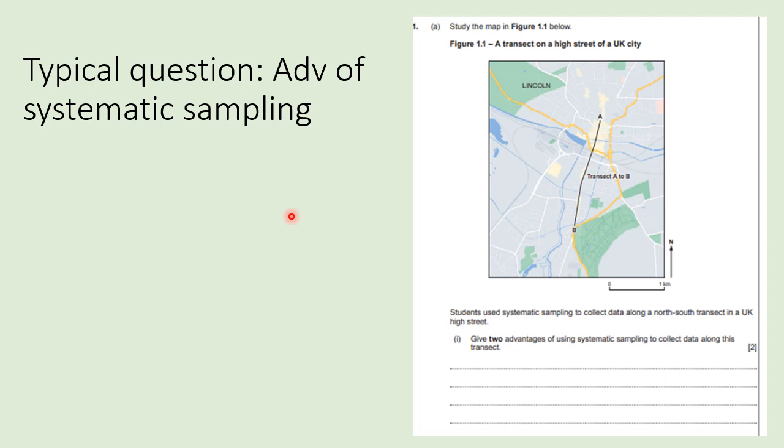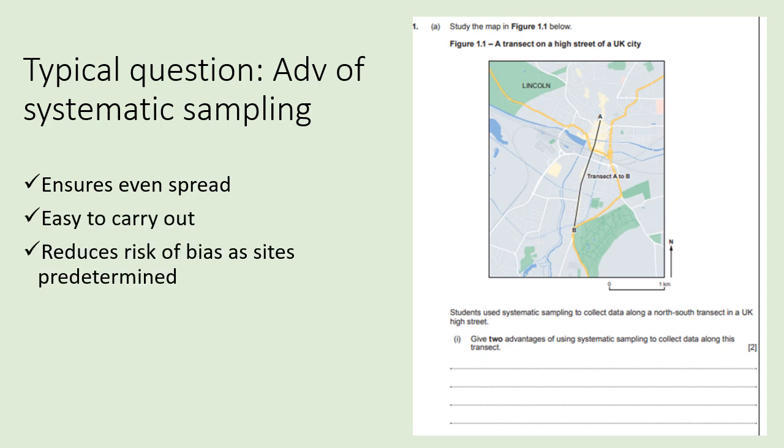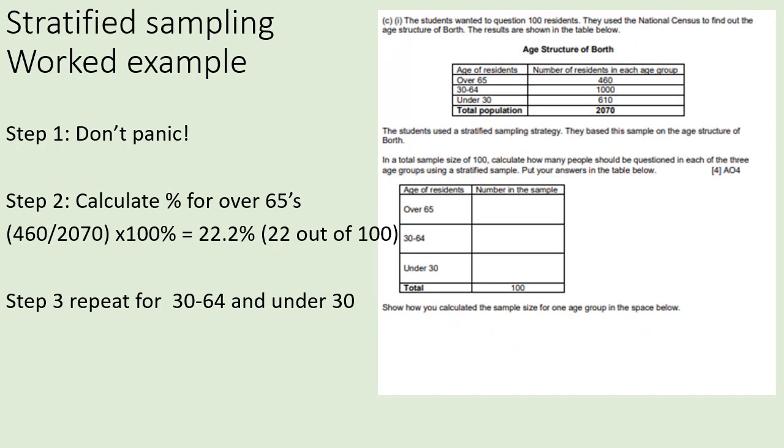Okay, so if I was doing this, the sort of thing that I would come up with is that systematic sampling ensures an even spread. It's easy to carry out. It reduces the risk of bias as the sites are predetermined. So it's got lots of advantages.